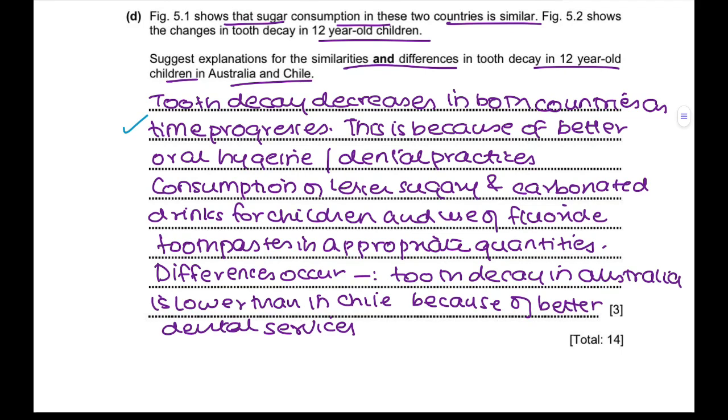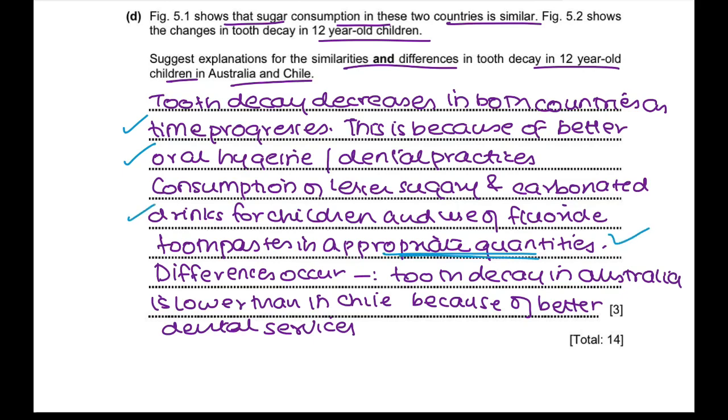So what is the reason behind this decrease in the tooth decay cases? This is because of better oral hygiene, better dental care. So better dental care or better oral hygiene can be one point. Consumption of less sugary and carbonated drinks for children, as well as use of fluoride toothpaste in appropriate amounts, appropriate quantities. Yes, that is correct.